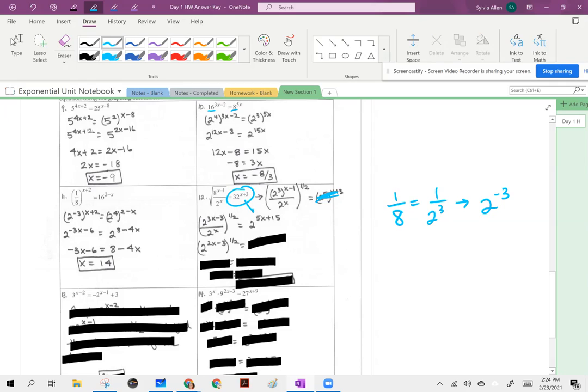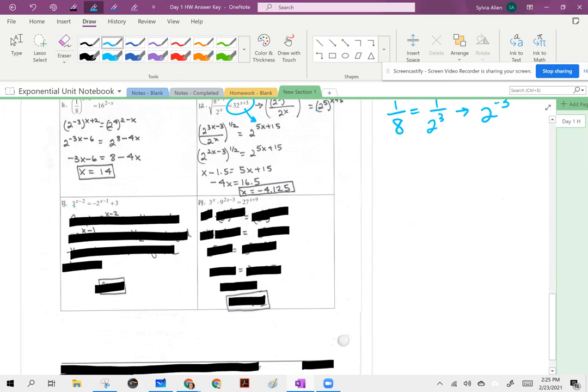This right here is this. All right, and then we are going to now multiply power to a power and then solve for x.